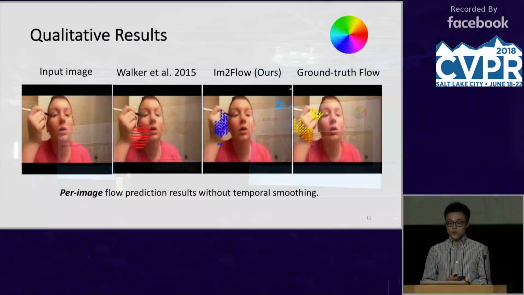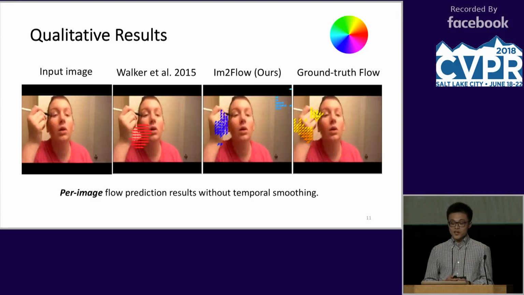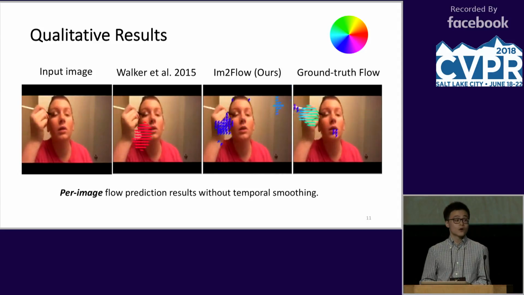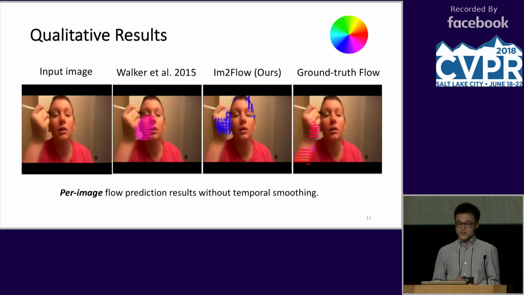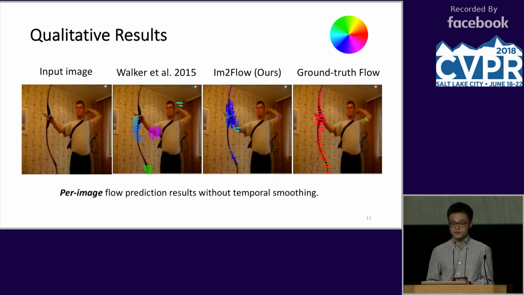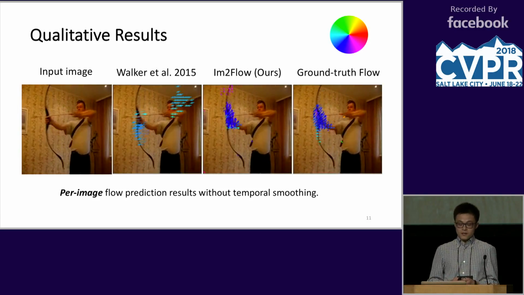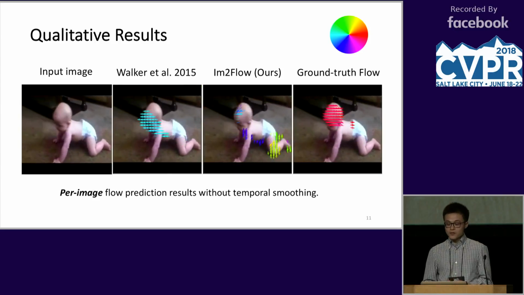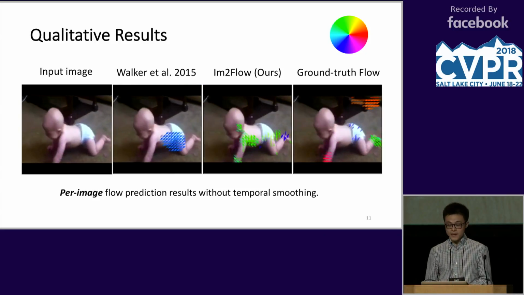And here more results will be shown as a video. But note that the prediction is per image based, so we perform no temporal smoothing between frame estimates, and the last column shows the ground truth flow. We can see that the prediction results of the baseline method are coarse compared to our method. And in this baby crawling example, our model can predict motion at various body parts of the baby.